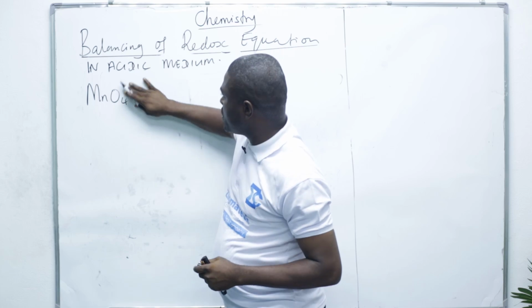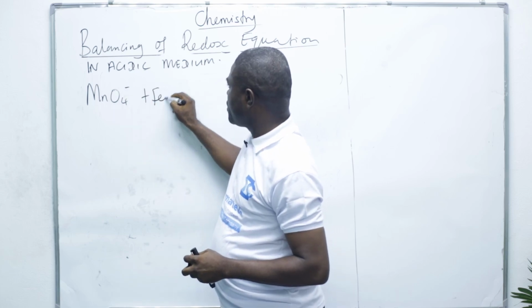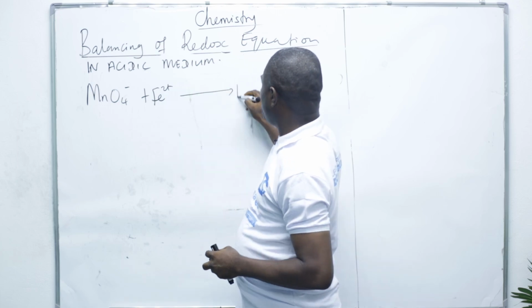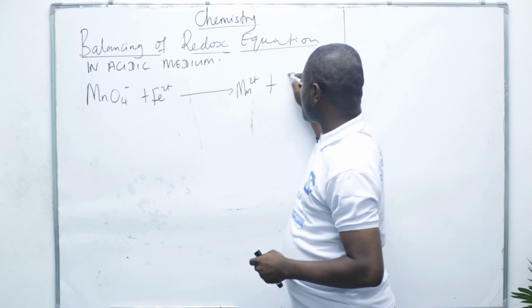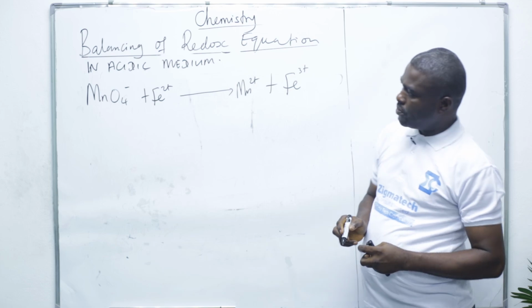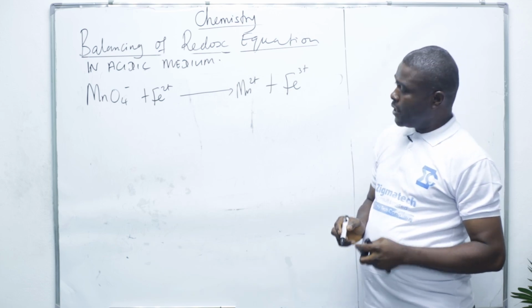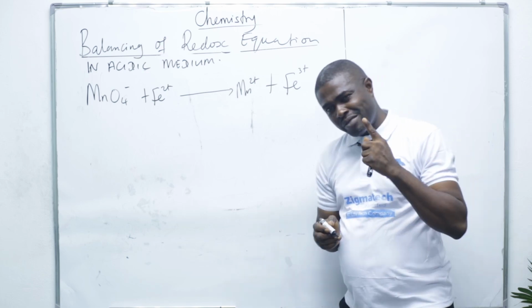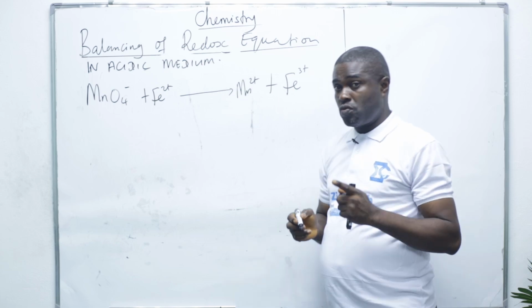Let us use this equation, manganese ion. Let us go like this. I have MnO4 minus plus Fe2+, moving to Mn2+, then plus Fe3+. Look at that equation. Is it really a redox equation? Because that is the most important thing.